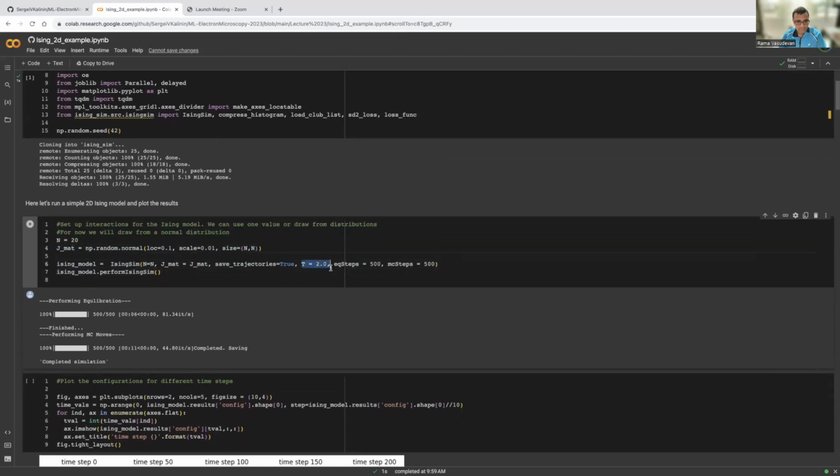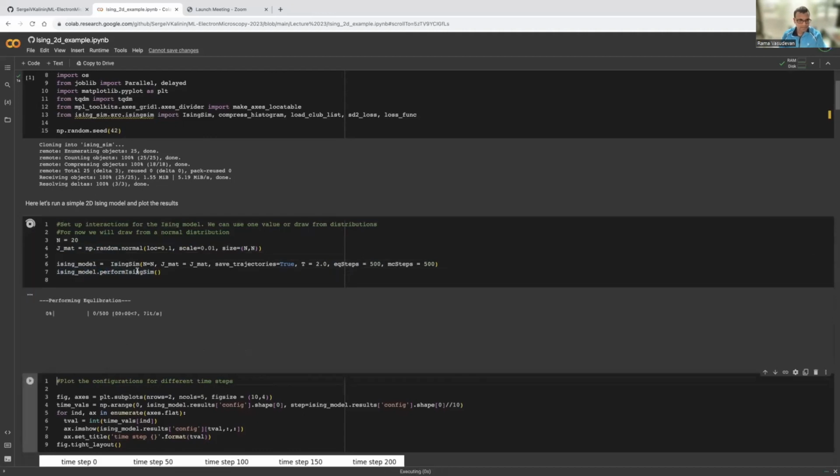We choose the temperature. We also choose the number of equilibration steps and the number of Monte Carlo steps. You don't have to change these for now, but these are steps that you may have to change if you find that the simulation is not converging. If it's not converging, you need to move to higher values of these steps. Once we instantiate the model, we can run the simulation, and I'm just going to run it.